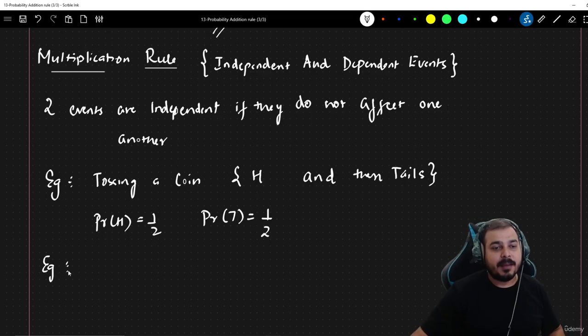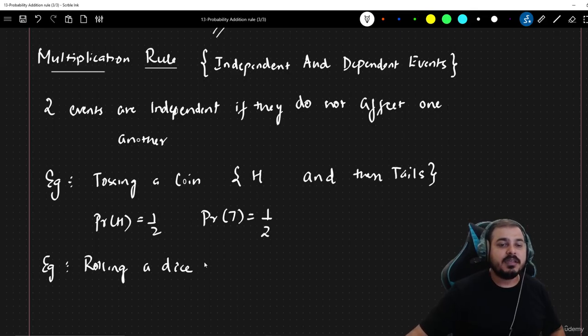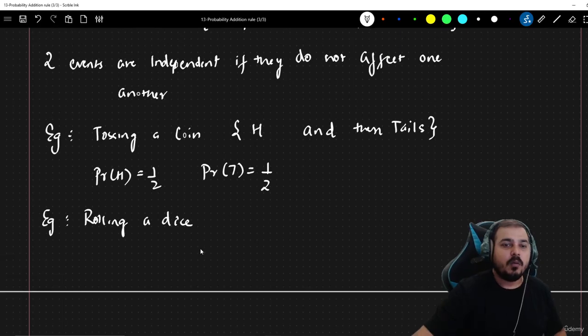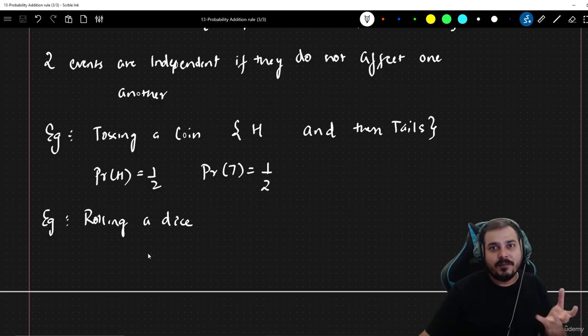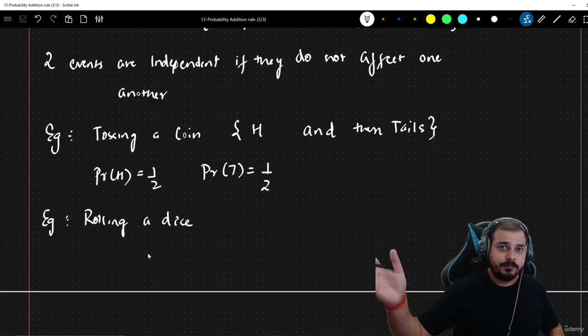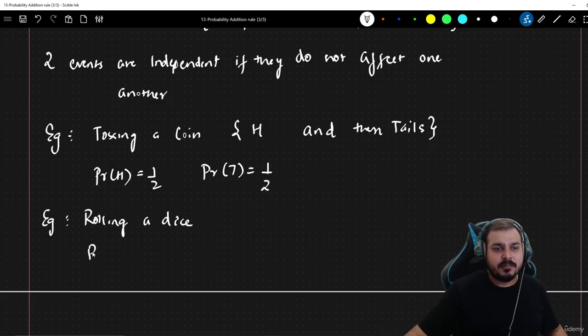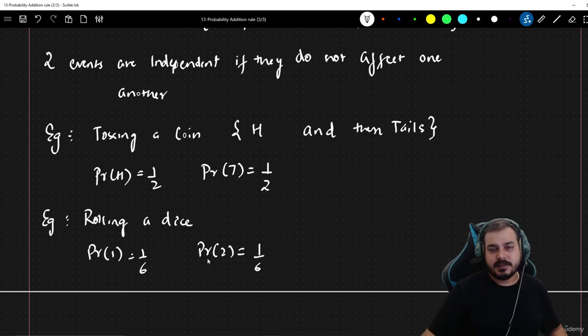Similarly, if I take another example, rolling a dice. In this particular case also, if I ask what is the probability of getting 1 and then getting 2, this will be considered an independent event, because the probability of getting 1 will not affect the probability of getting 2. All the time, the probability of 1 or the probability of 2 will be the same, that is 1 by 6. So this is one specific example.